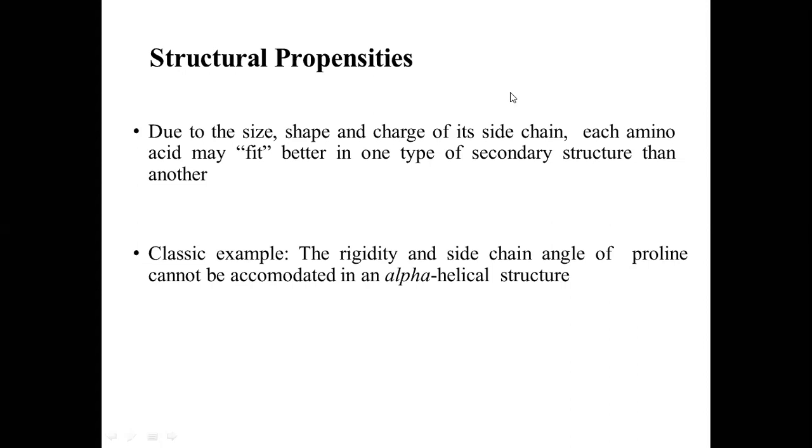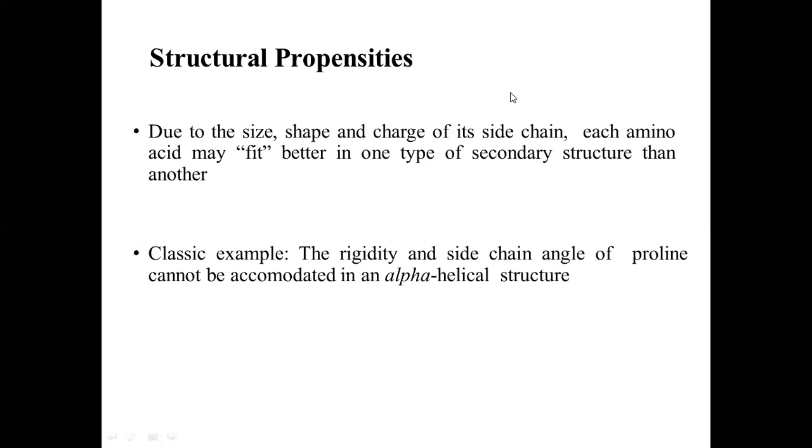So we were discussing that the propensity of a specific amino acid depends on the shape of the amino acid, the size of the amino acid, and its charge: positive charge, negative charge, or neutral charge. As you know, some amino acids are big in size, some are small in size. Some amino acids only have one or two hydrogen atoms. So there are so many variations in the amino acids.